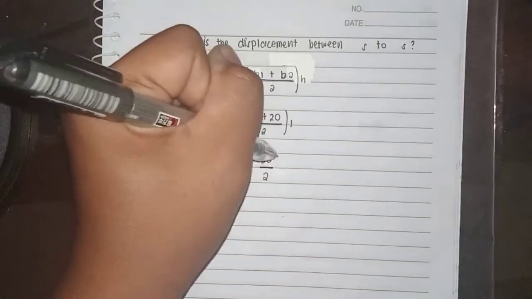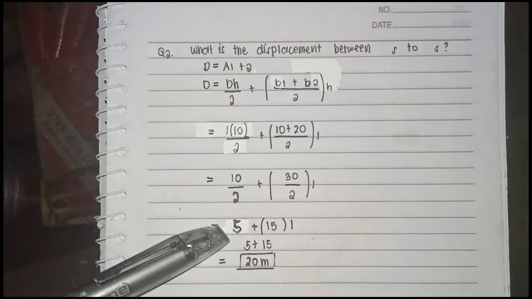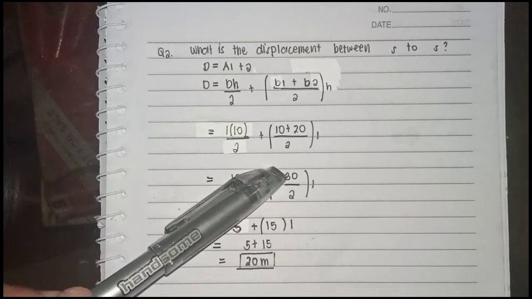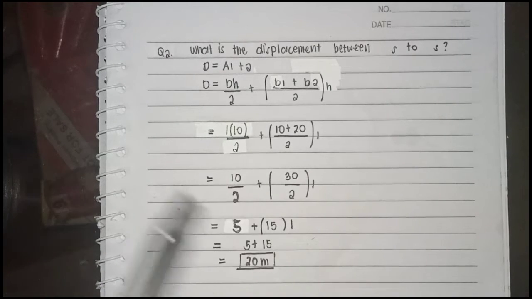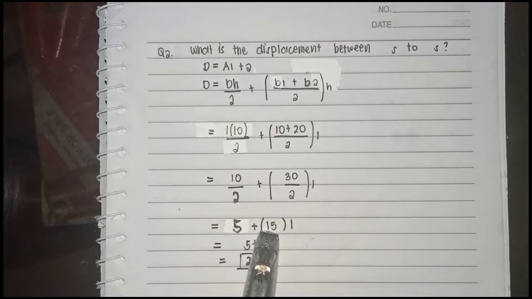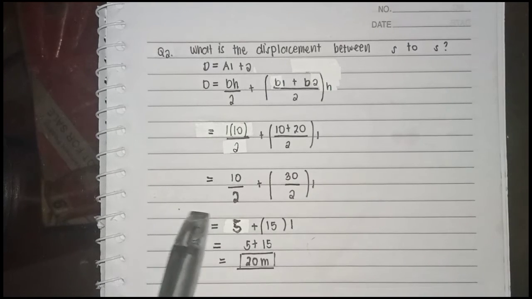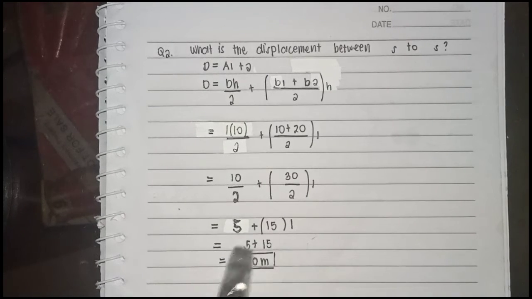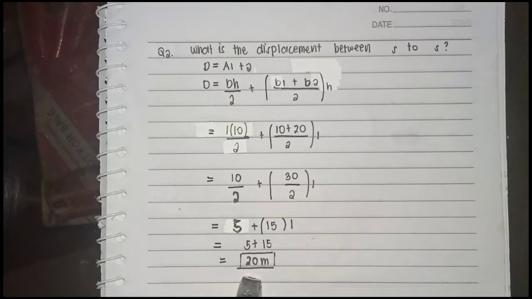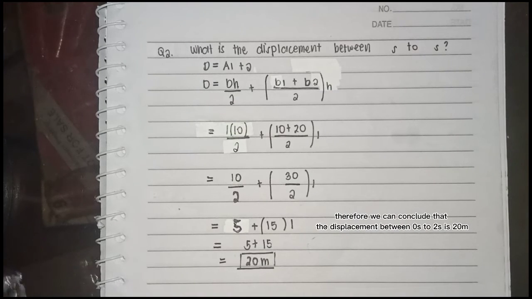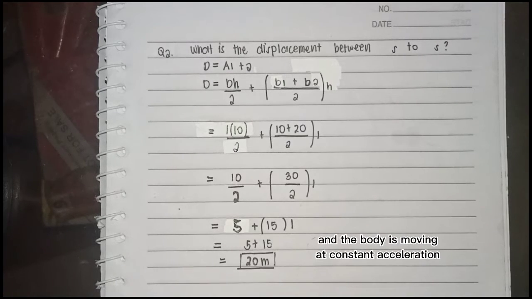over 2. 10 divided by 2 is equal to 5. And 30 divided by 2 is equal to 15. 15 times 1 is equal to 15. 5 plus 15 is equal to 20 meters. Therefore, we can conclude that our displacement between 0 seconds to 2 seconds is equal to 20 meters. And the body is moving at constant acceleration.